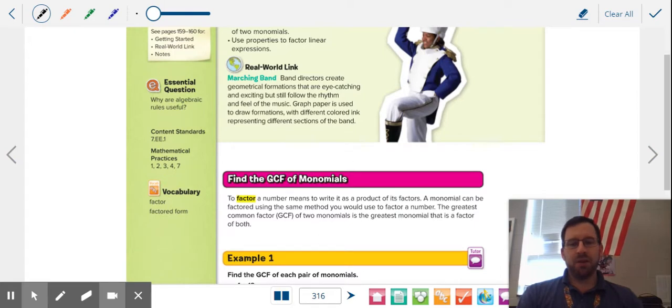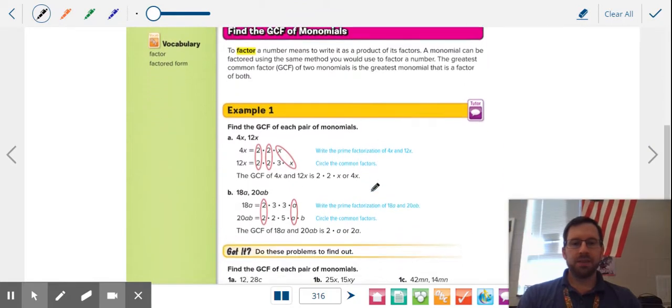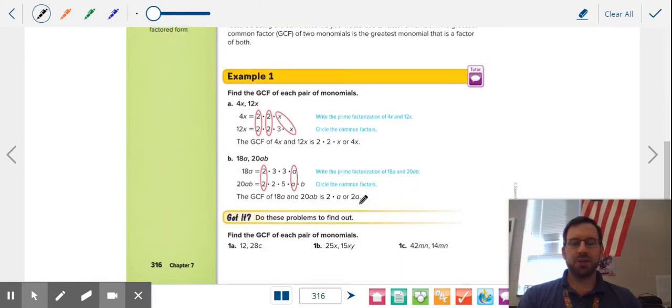Speaking of factoring and greatest common factor, we have to talk about the word monomial. What is a monomial? A monomial is a number, a variable, or a number times a variable. So when we factor two monomials, you're looking for the biggest possible thing, the greatest common number or variable or combination of the two between two monomials. Okay? So let's get in and find out what we got going on here first.